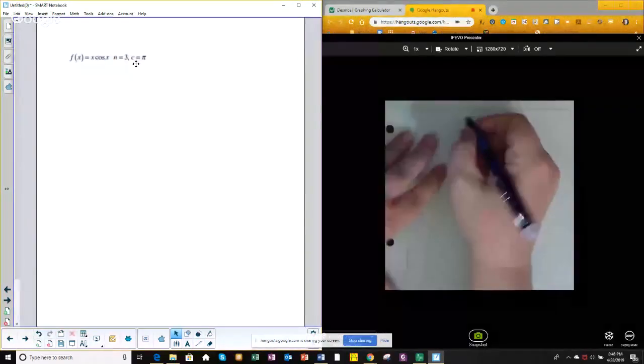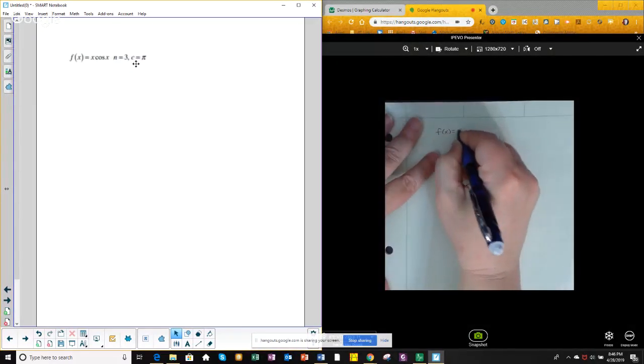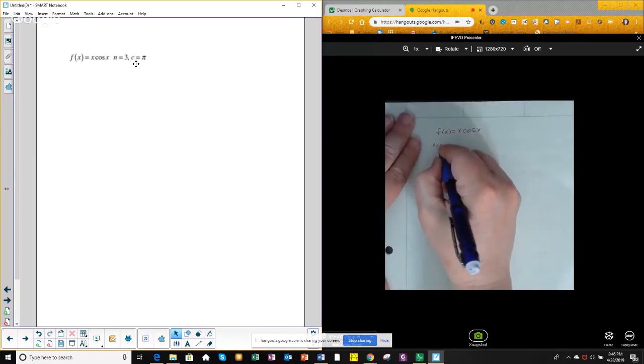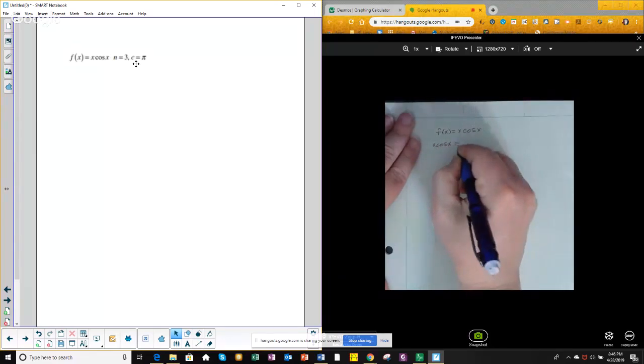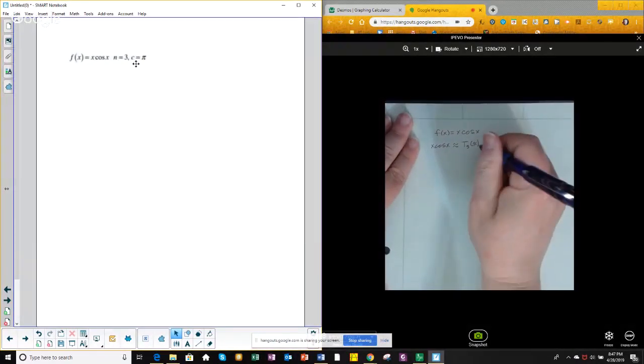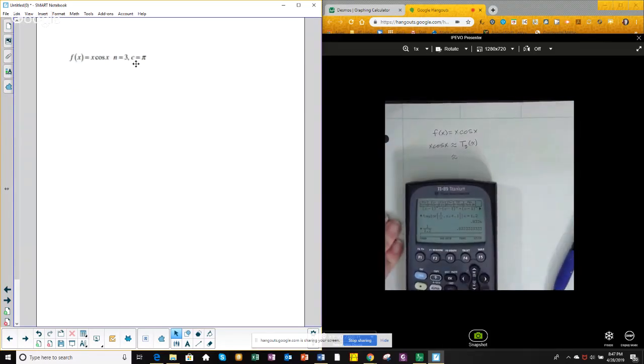Okay, so here we go. We're going to have our f of x equal x cosine x. And we're going to say x cosine x can be approximated by a third degree Taylor polynomial. And let's see what that third degree Taylor polynomial is.